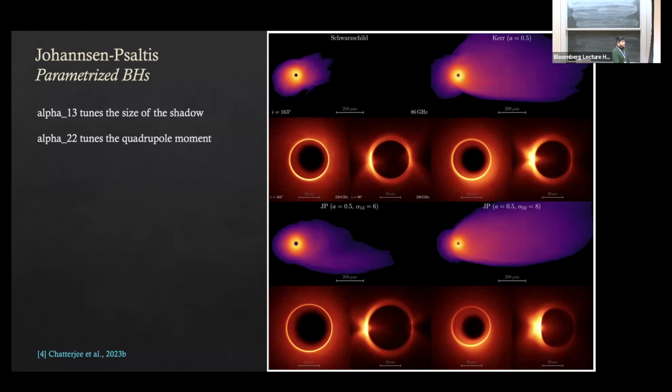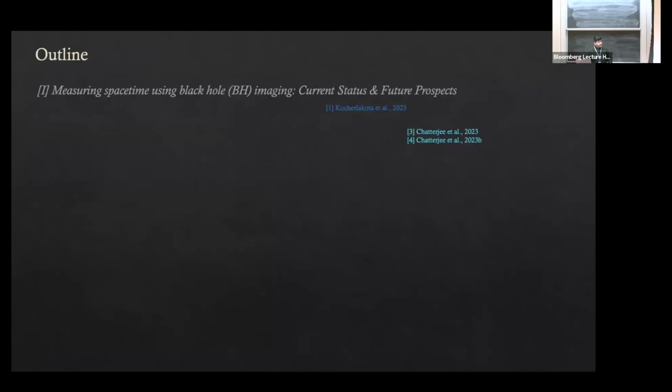Finally, for this case, when you add this extra quadrupole moment, you get a much stronger jet than even in the Kerr case. And you can also see the asymmetry in the shadow because of stronger frame dragging. So these are things that we can hope to see in the future.